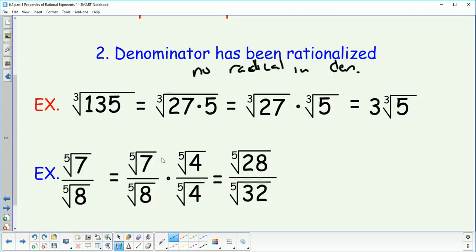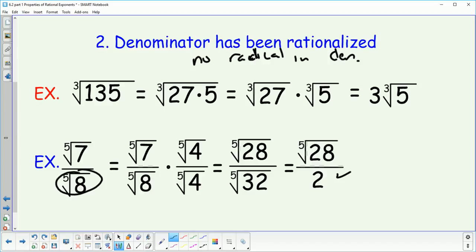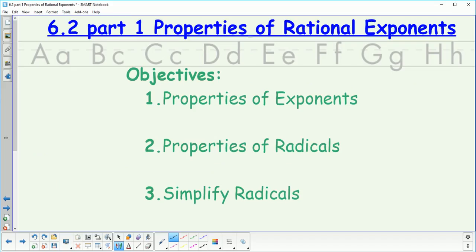When we multiply those using that product rule again, we get the fifth root of 28 and the fifth root of 32. Well, the fifth root of 28, there's nothing we can do to that, but 32 is a perfect fifth power. In fact, its fifth root is equal to 2, and so now we will be done. The big point here is we want to get this root gone. Now that we have a 2 in the denominator, that root is gone, and we have achieved rationalizing the denominator.